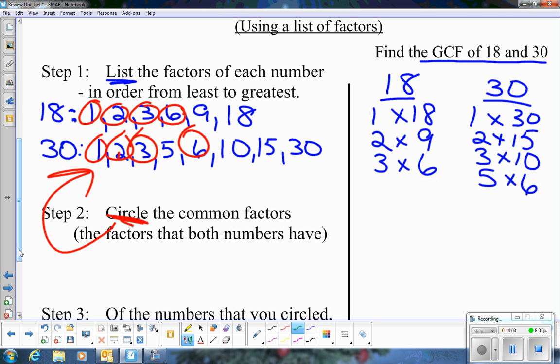Okay, do it carefully. Now, so what I do is I circle them separately, and then I go, 1's a common factor, 2, 3, 6, and I have nothing bigger. So what is my biggest one? 6.